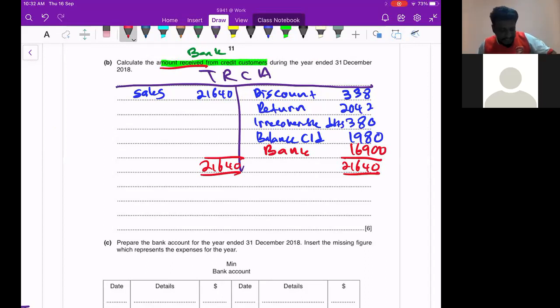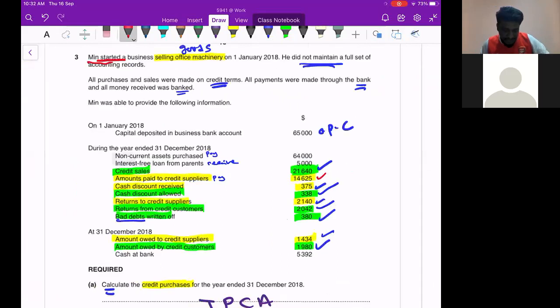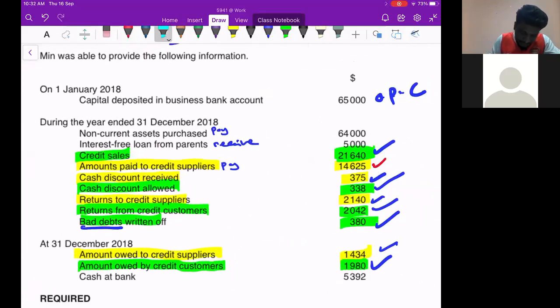Okay, next one. One student asked me, what is this? Interest-free loan from the parents, 5,000. This one is nothing much. We received the money from his parents. We receive a loan from the parents. That's it. What do you want to know about that? Don't care whether you receive from a parent or from a bank or anywhere. Maybe if you receive from the bank, you need to pay interest. Since you receive from the parents, you don't need to pay any interest.